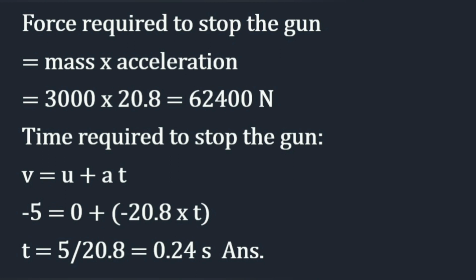Now, let us calculate the time required to stop the gun. We know that v is equal to u plus at, minus 5 is equal to 0 plus minus 20.8 into t. Therefore, t is equal to 5 by 20.8, which is equal to 0.24 second.